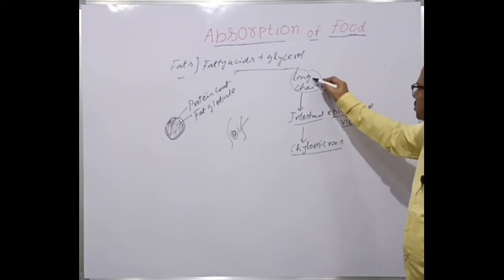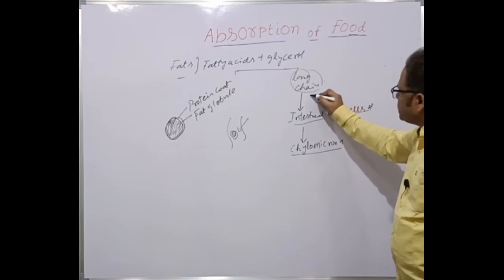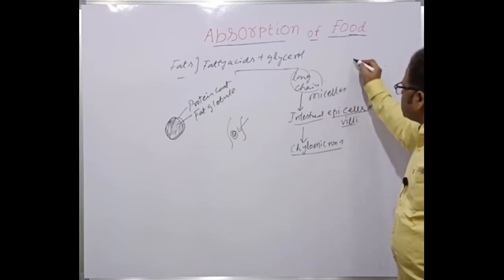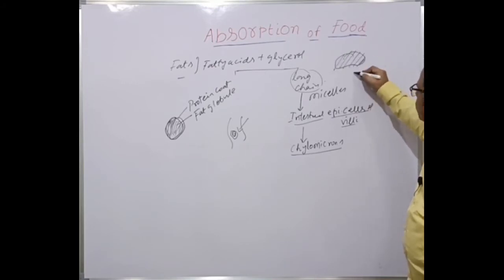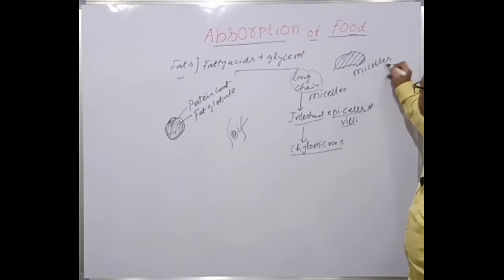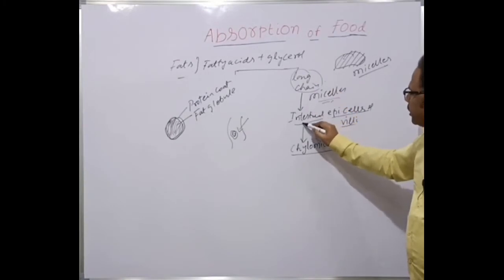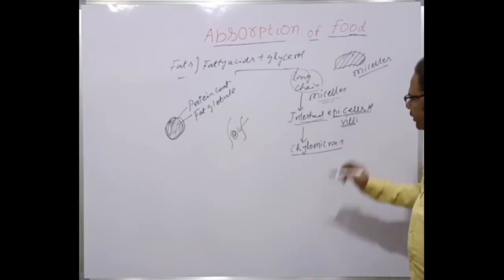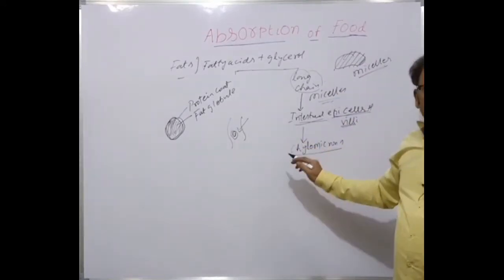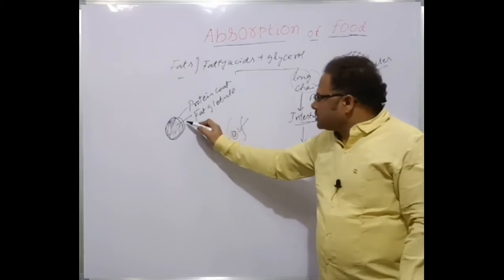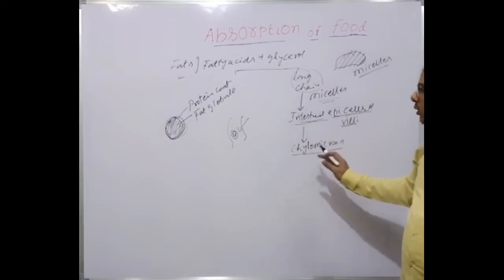First of all, the long chain fatty acids and glycerol are converted into smaller particles called micelles. Then the micelles, because they are smaller, enter into the intestinal epithelial cells of the villi. Inside the intestinal epithelial cells, they get converted into chylomicrons. Each chylomicron is a fat globule around which there is a protein coat.